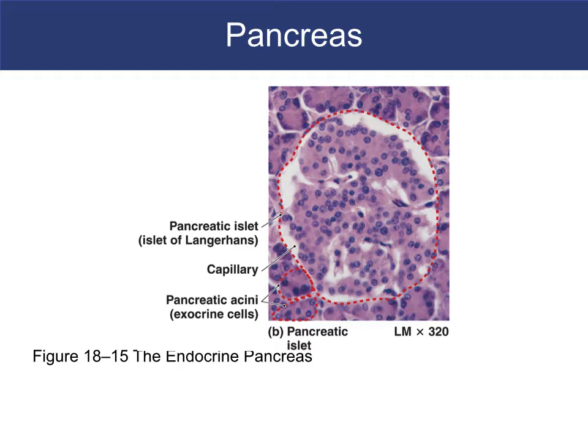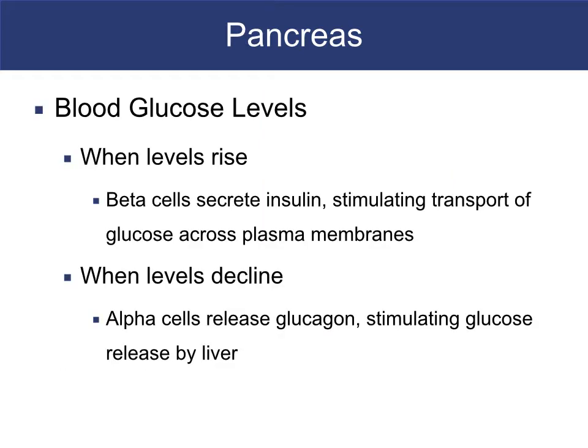They're just scattered around. Please do not think that you have to be able to say, oh yeah, this is an alpha cell, and oh yeah, that's a beta cell. Just know it's an islet of Langerhans. That's good enough. And know that there are alpha and beta cells in there.